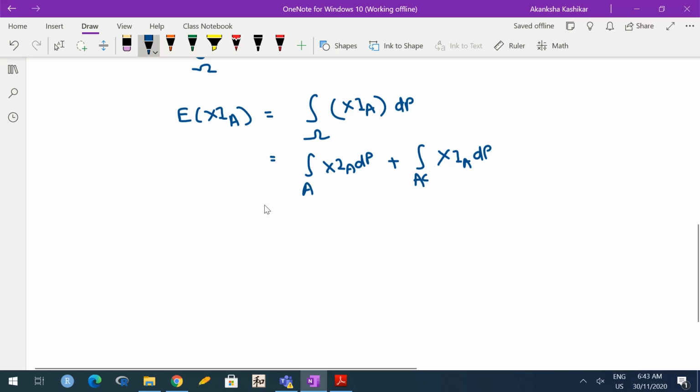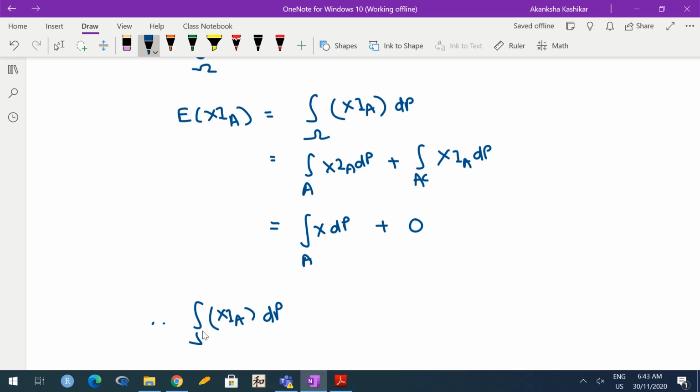Now on this region the indicator of A is 1. So this becomes the integral of X dP over A. Plus, on this region, A complement, the indicator of A is 0 because we are in A complement. As a result the integrand is 0 everywhere and hence the integral is 0. Okay. So the important result is that X I_A dP, when you integrate over the entire omega, is actually the same as the integral of X over just A. Okay. This result also we may need somewhere.